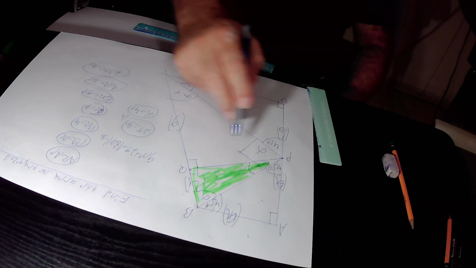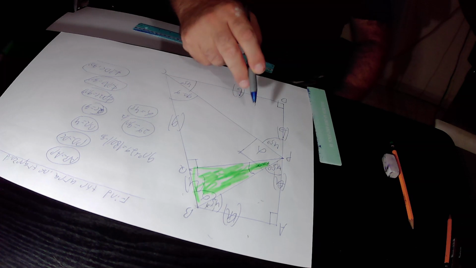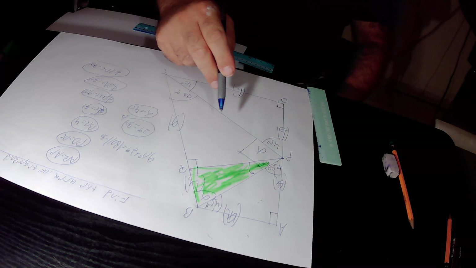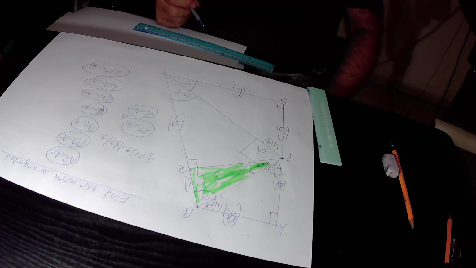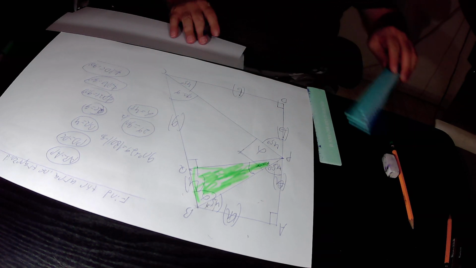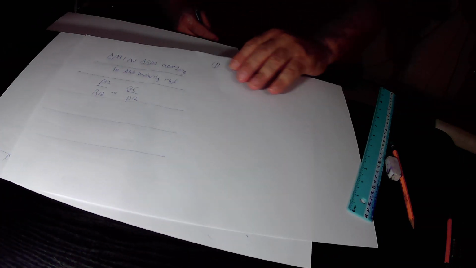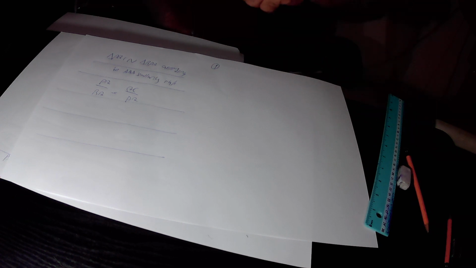Actually, PQ is a common side that belongs to both triangles. PQ belongs to the green triangle PBQ, and PQ also belongs to the big right triangle PQC. So, to repeat again, we should find out that side PQ of the big right triangle PQC over side BQ of the small right triangle BQP is equal to side QC of the big right triangle PQC over side PQ of the small right triangle PQB.